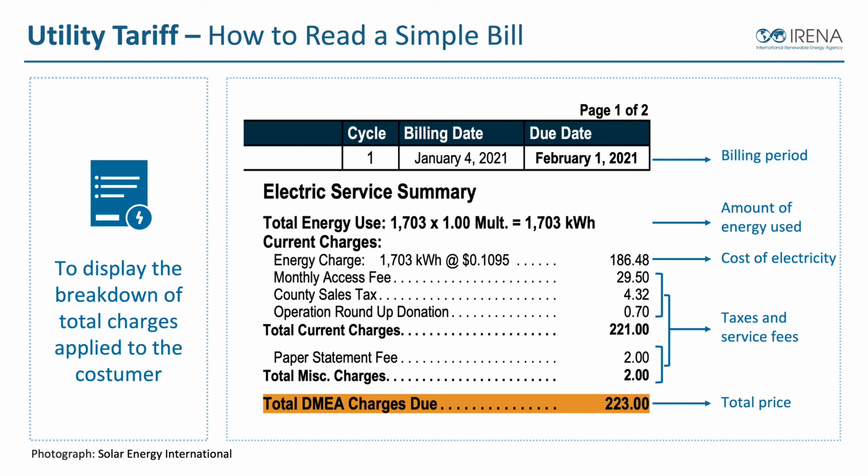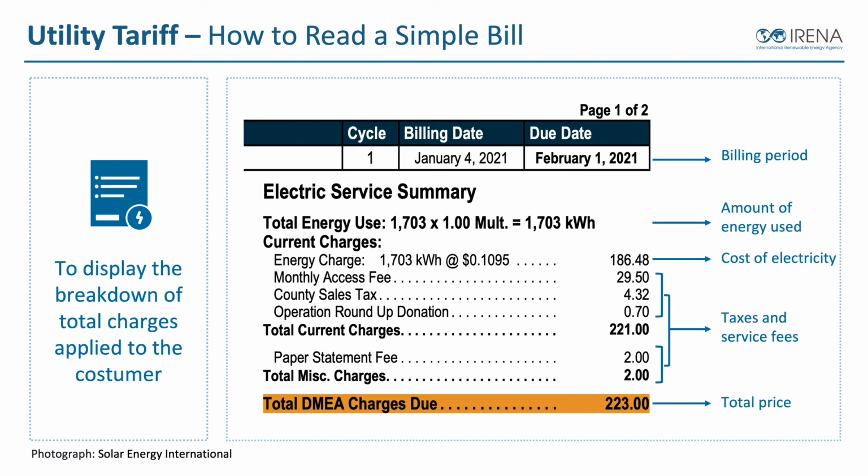Then we could look at the cost of electricity. So 1,703 kilowatt hours at 0.1095 dollars per kilowatt hour. In this case, this example is in US dollars. So that's 10.95 US cents per kilowatt hour. So we take the 1703 times the 0.1095, means I have 186.48 US dollars is my cost of electricity.